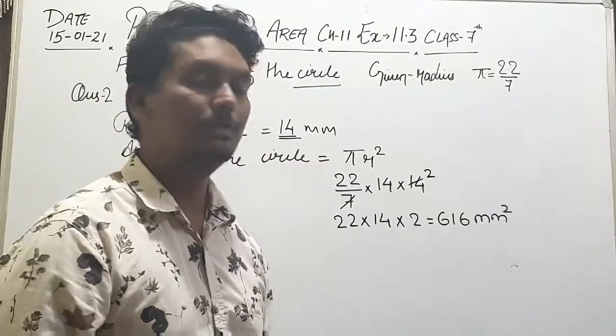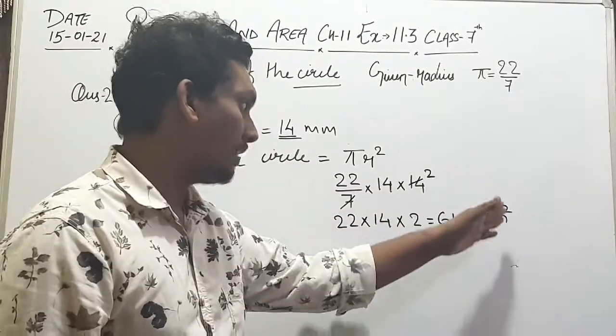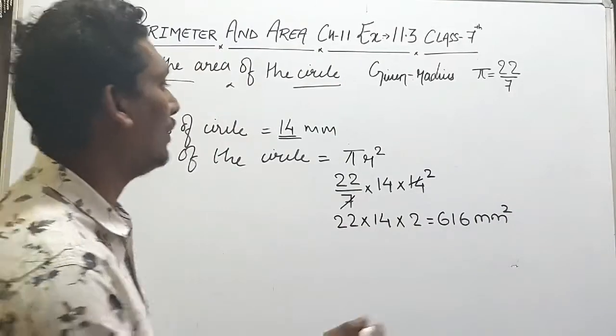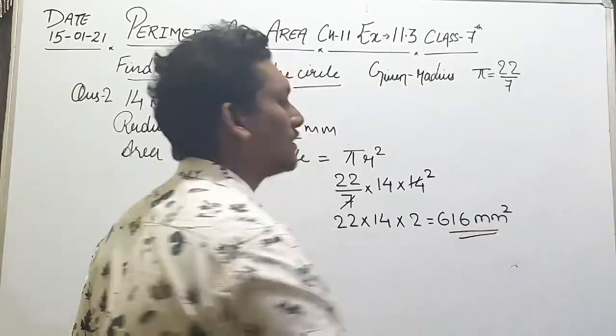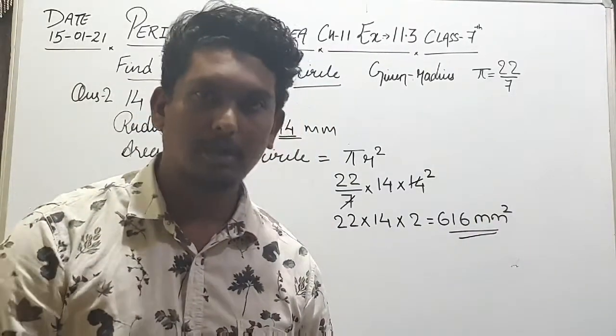The square unit is very mandatory for finding the area. Only for area you have to use this square unit. Hope it is clear to you. Just go through it.